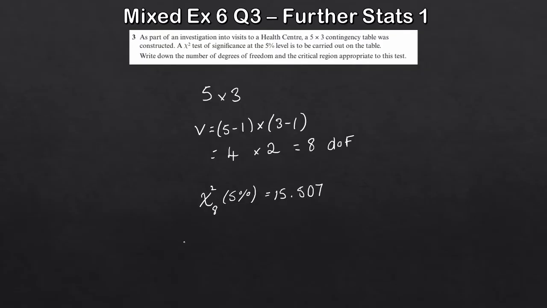So the critical region is where we would reject this. And remember, we'd actually reject this if chi-squared, our test statistic, is bigger than this value. So it's bigger than 15.507 there. Okay, so you just got to be very careful for that. It's only bigger than, not greater than or equal to. Okay, so just be careful for that little point there.